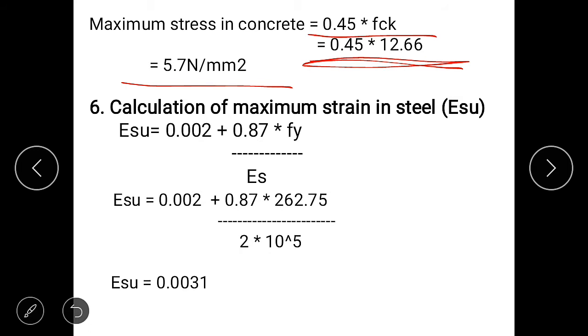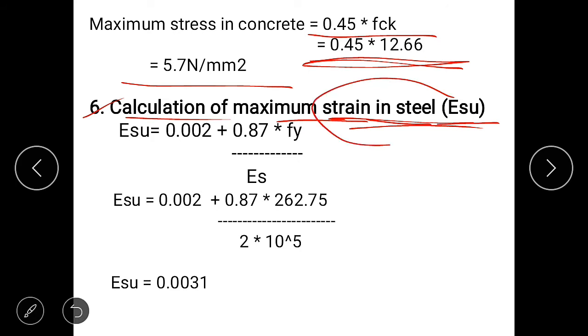So we find here maximum stresses in steel and maximum stresses in concrete. So stresses we have to find. Now we have to calculate here strain. We already find stresses in steel and stresses in concrete. Now we have to find strain in steel and concrete. So calculation of maximum strain in steel, and after that we find maximum strain in concrete also.